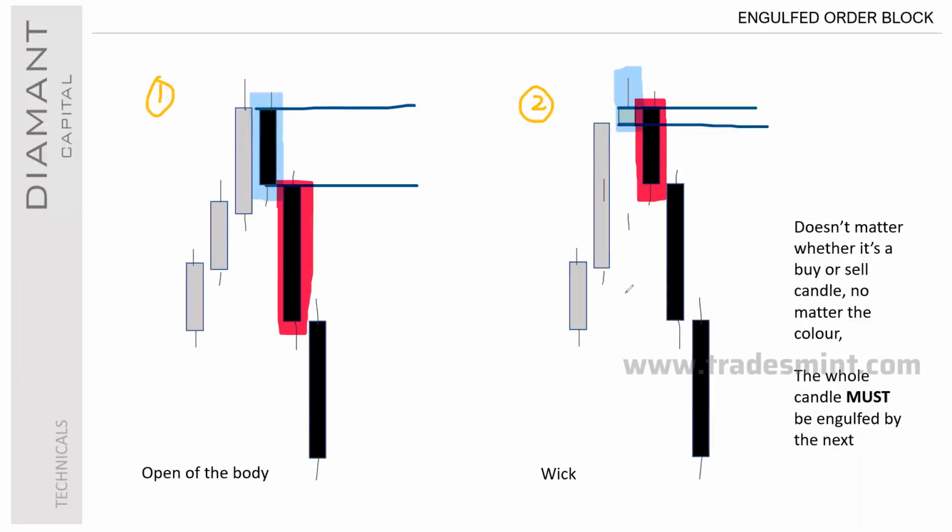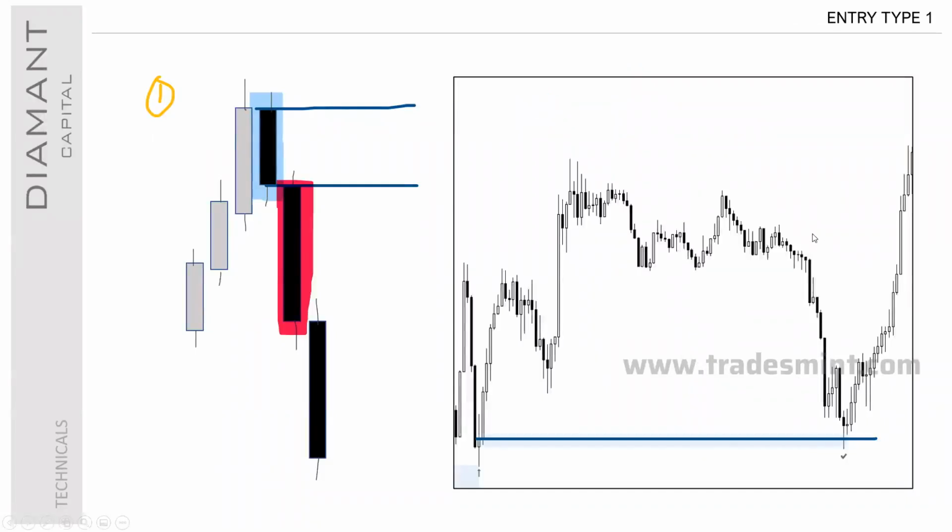So here, we've got two cases. We've got the black one and then the gray one. It does not matter whether it's the gray or the black, whether it's an up or a down candle. It's the candle that gets engulfed in the next one completely. So in this example right here, what do we have? We've got an example of the first engulfed candle that we see.